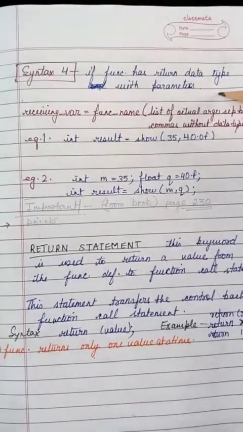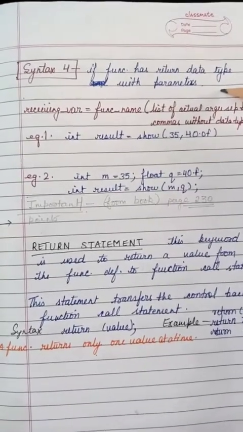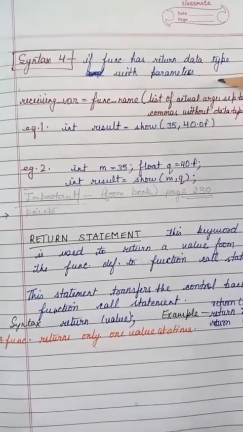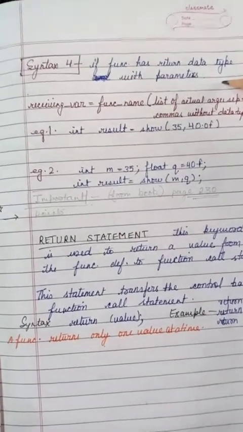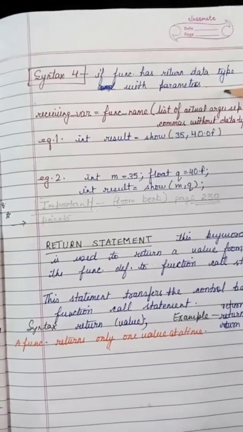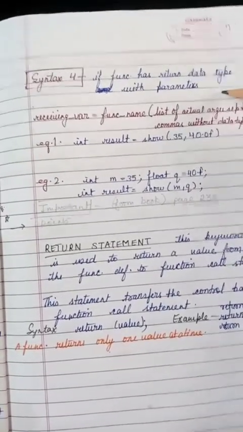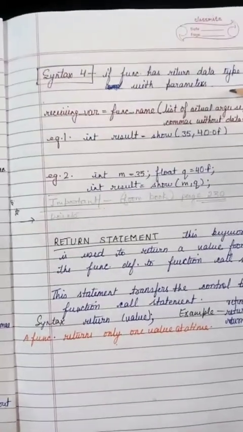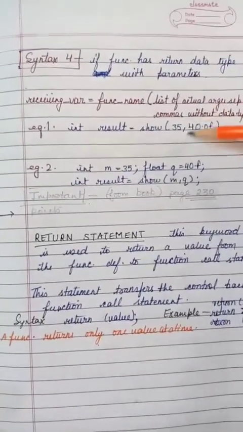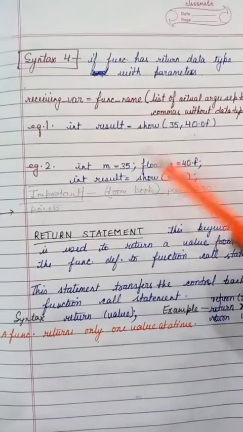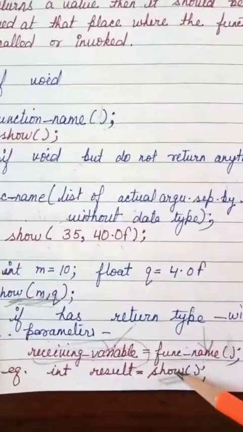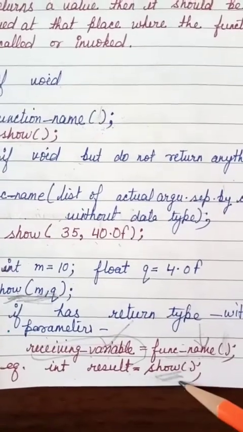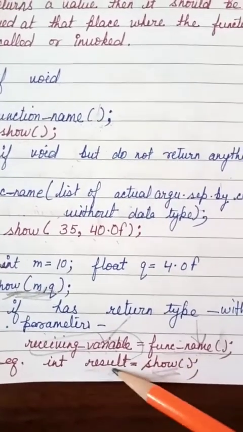In both the cases, if a function has a return type with a parameter or without a parameter, you have to write the assignment statement, because if the function is returning some value, then you have to receive that value within a variable. In the last example we received it in result. Here also, this is with parameters, that was without parameters. This one, without parameters, we are receiving the result in the result variable. Whatever show is returning, we are taking that within this variable.